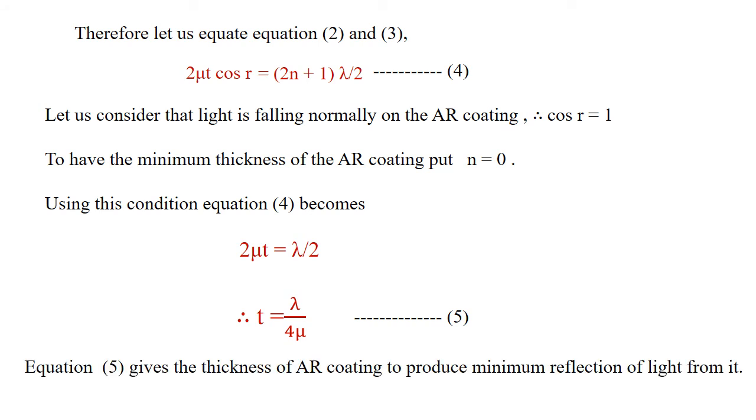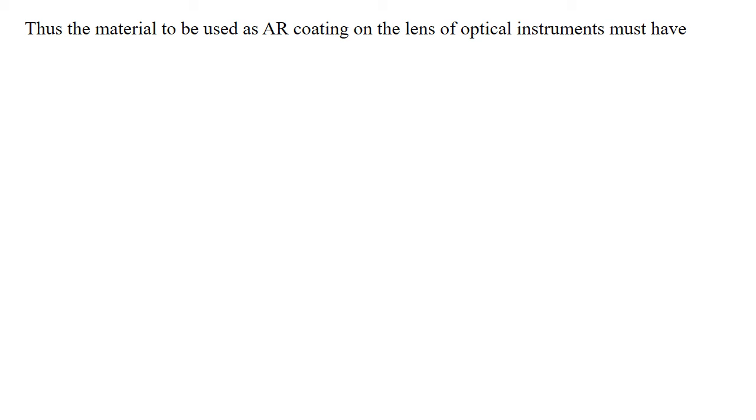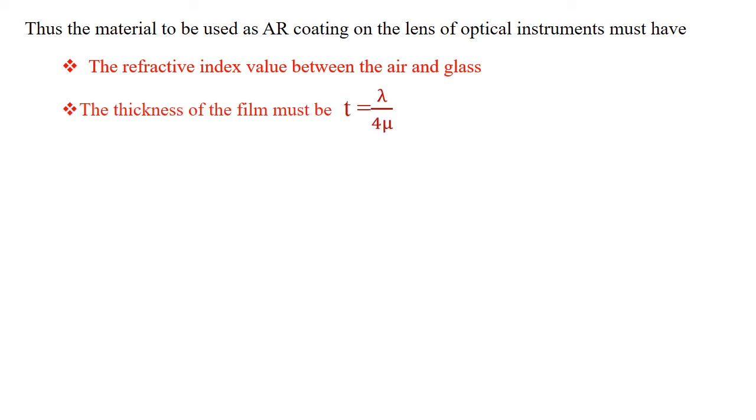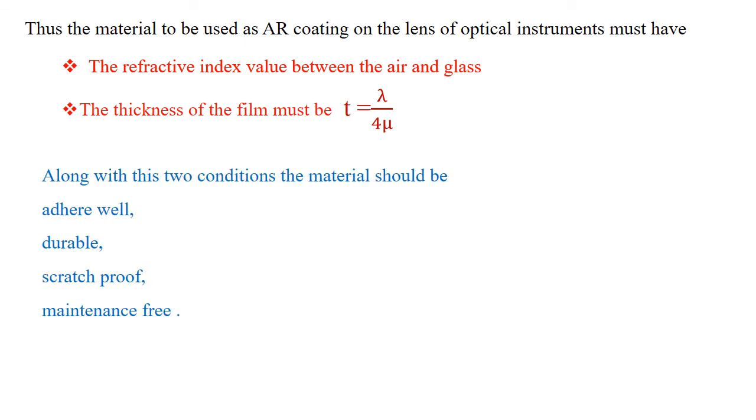So this is the equation for the minimum thickness of the air coating, so that always destructive interference will take place between ray 1 and ray 2, and minimum reflection of light will occur from the air coating. Thus the material which we use as an air coating on the lens of optical instruments must have a refractive index value between air and glass, and second important thing, the thickness must be lambda upon 4 mu. Along with these two conditions, the material must adhere well to the glass, it must be durable, it must be scratch proof, and it must be maintenance free.